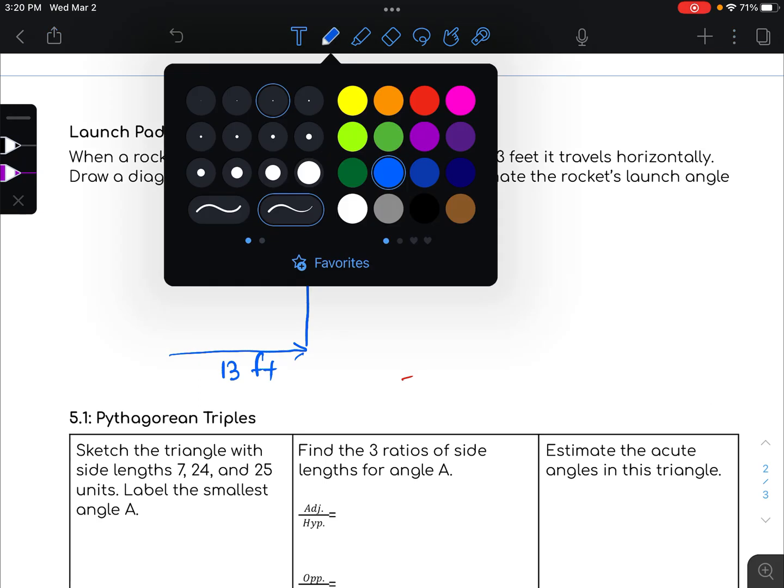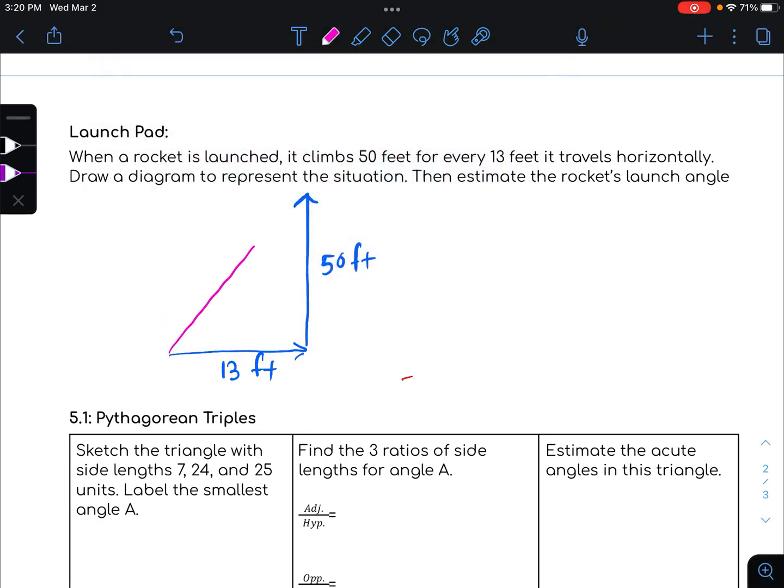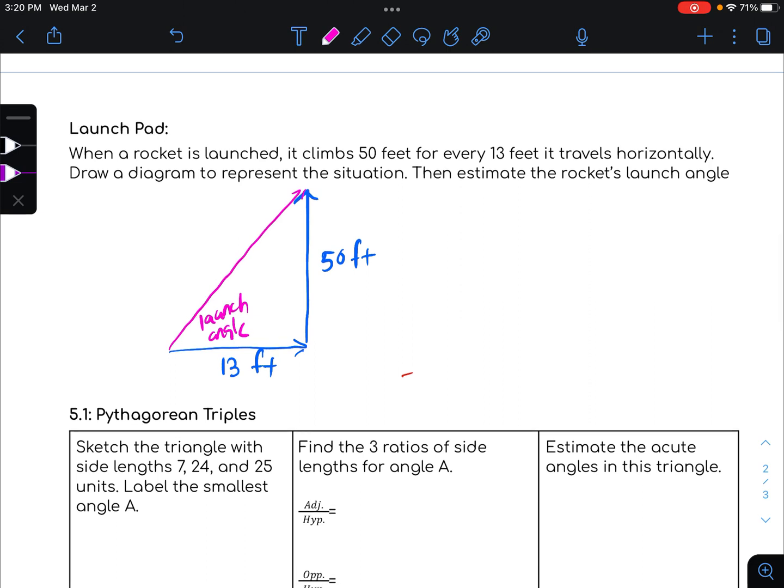So let's think about the rocket is launched at this angle right here. So launch angle. And so it's going up and to the right. And it's going horizontally 13 feet, but for every 13 feet it goes over, it's climbing 50 feet. So essentially you have a slope here, right? That should sound familiar. It's kind of like a rise over run situation. So let's think about what that angle would be given some of the relationships that we have talked about.